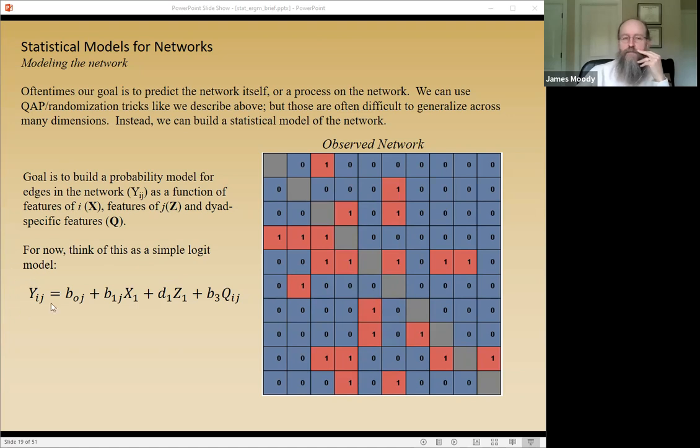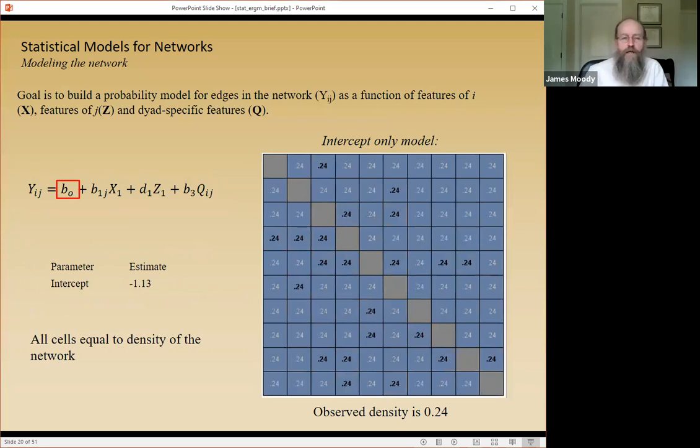And so we have some dependent variable between nodes i and j. It's a function of an intercept and a set of effects. So what are those effects and how do we make sense of them? The simple way to think about this is you could build a model where y_ij is just equal to the intercept. There's just some underlying probability of a tie between two nodes. This is the density model.